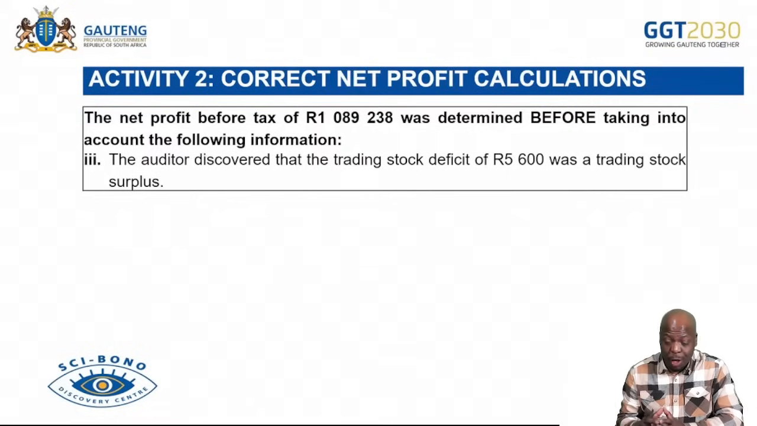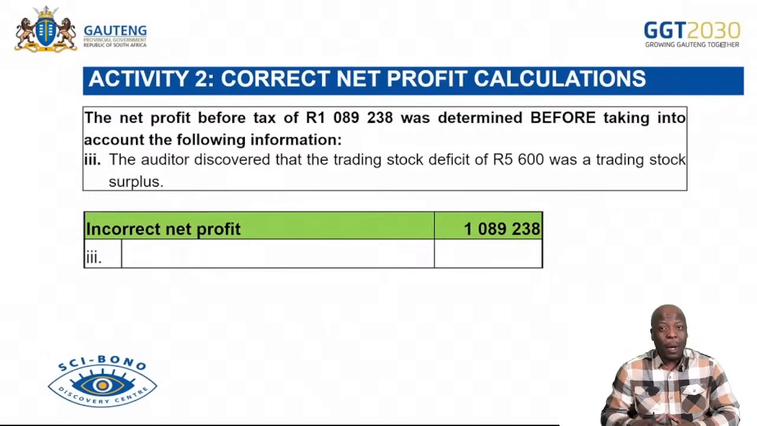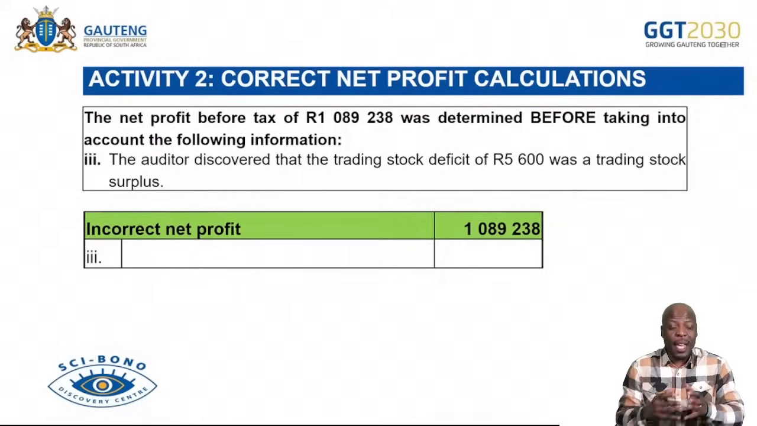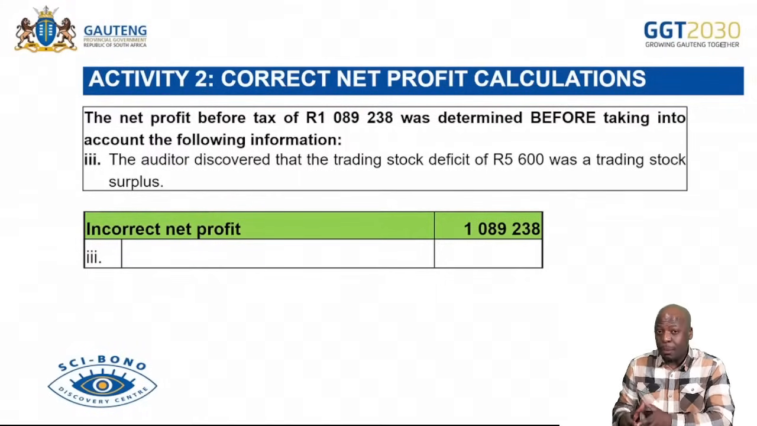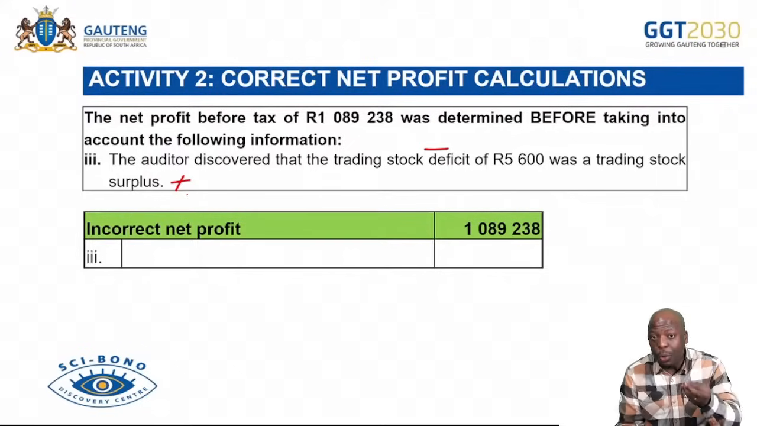Then the next one says, the auditor discovered that the trading stock deficit of 5.6 was a trading stock surplus. Okay, so this adjustment, I think you've seen it in your creditors recon, whereby an invoice is recorded maybe as a debit note. In other words, the sign becomes wrong when an amount that was supposed to be added is subtracted, or an amount that was supposed to be subtracted is added. This is what they're talking about. When they discovered that trading stock deficit, it was supposed to be subtracted. However, it was recorded as trading stock surplus. It was added to the net profit.